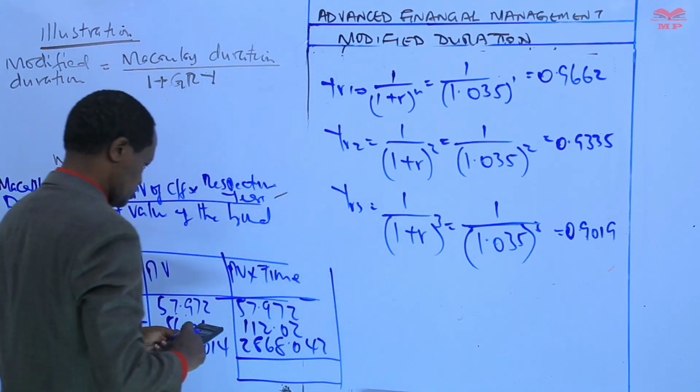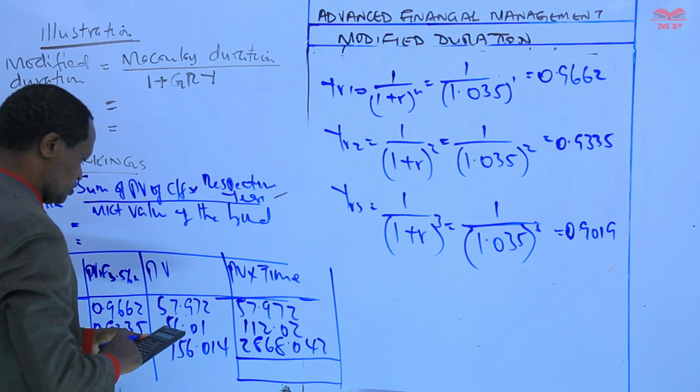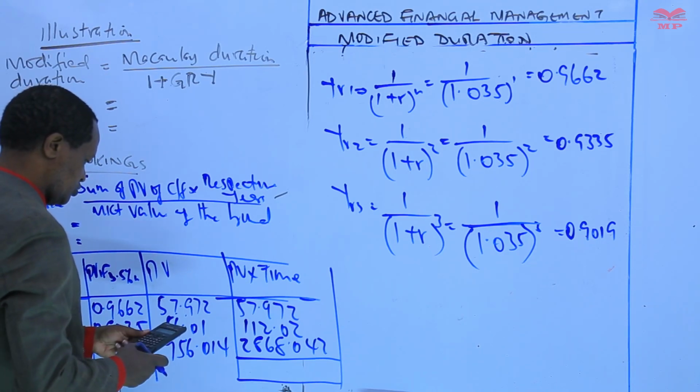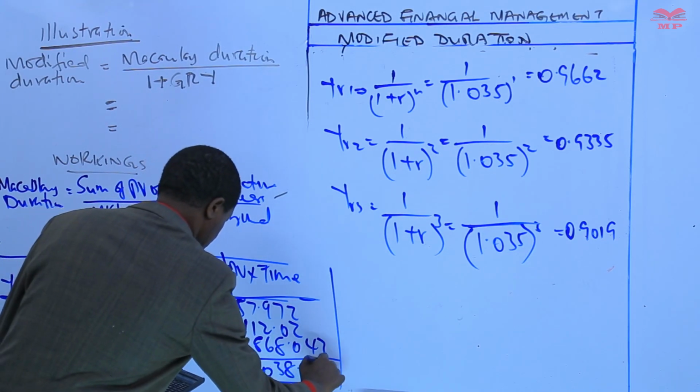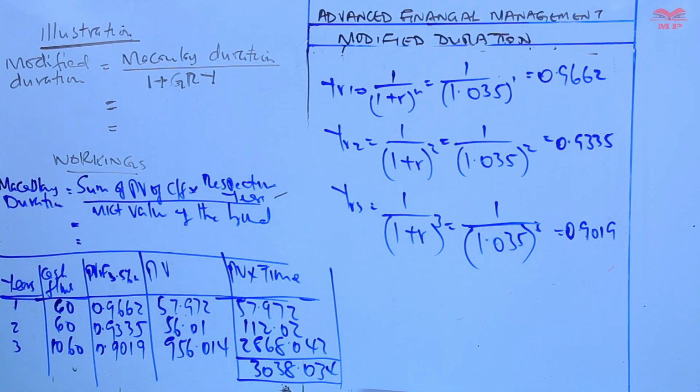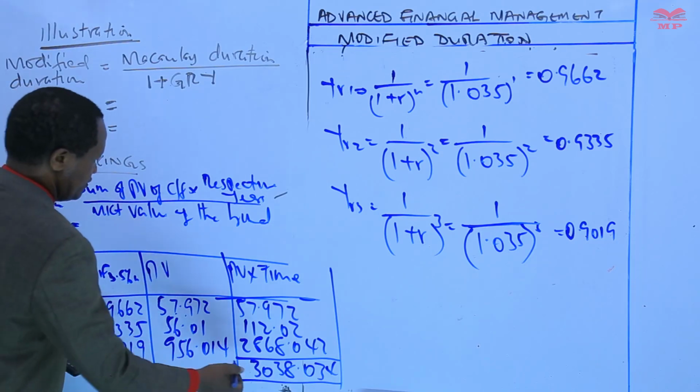The sum here, what will this total? 2868.042 plus 112.02 plus 57.972 gives 3038.034. So that is the value there.